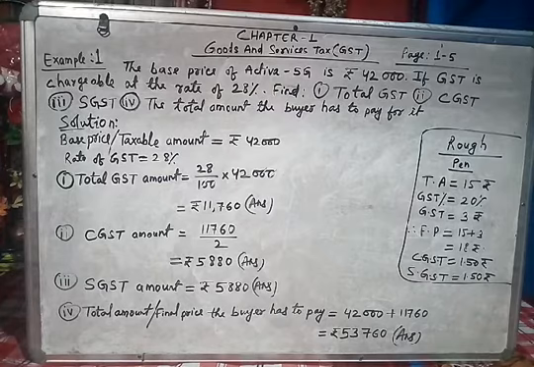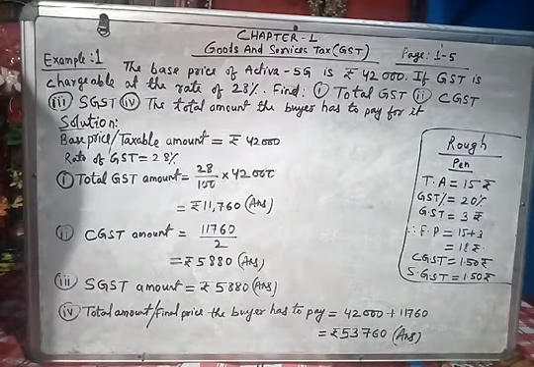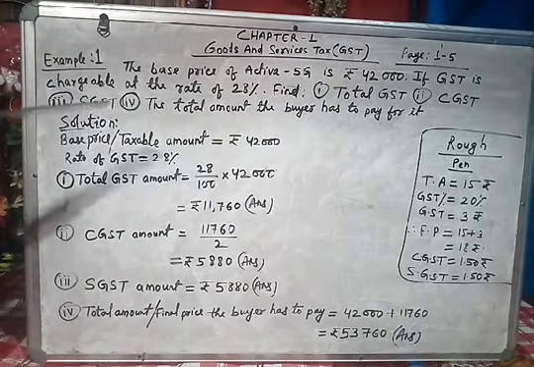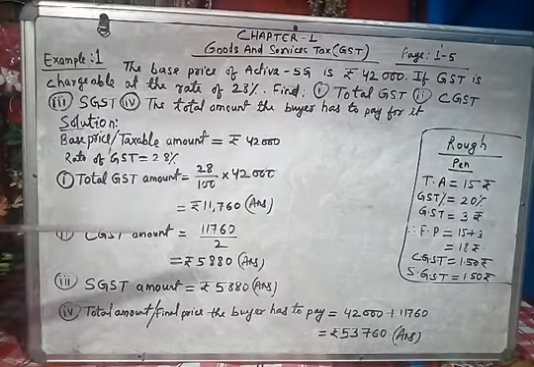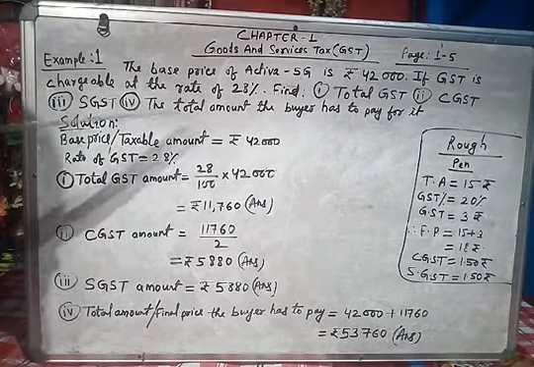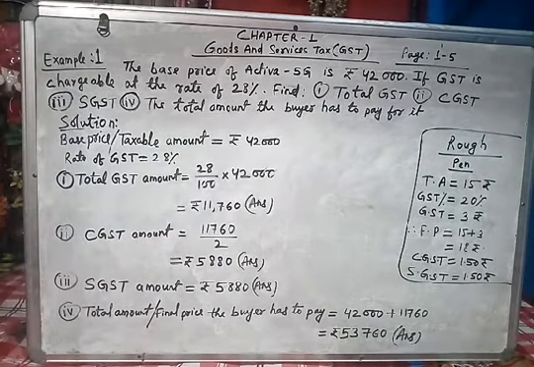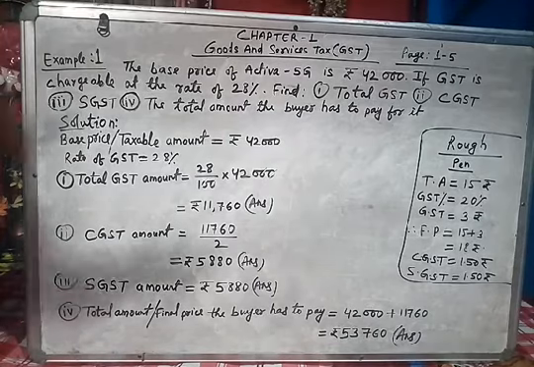Now let me remind you, children, CGST means the GST received by the central government. The tax is divided into two equal parts. One part is taken by the central government, and the second part is given to the state government, that is SGST, state GST, and central GST. We have to find them separately. Number 4, the total amount the buyer has to pay. That means a buyer needs to pay 42,000 as well as the GST charged.